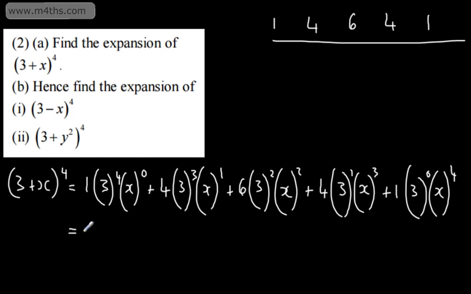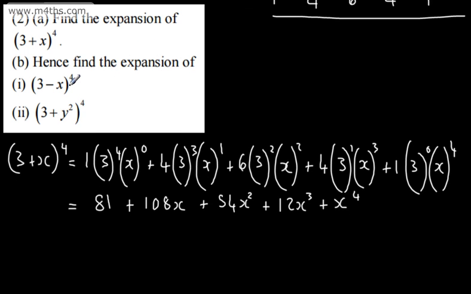So if we write this out, 3 to the power of 4, we've already seen, that's 81. This is going to give me now plus 108x. Then we're going to have now plus, what's that going to be, 54x squared. We're going to have plus 12, what's that going to give us now, 12x cubed. And then finally we're going to have plus x to the power of 4. So that is the expansion.